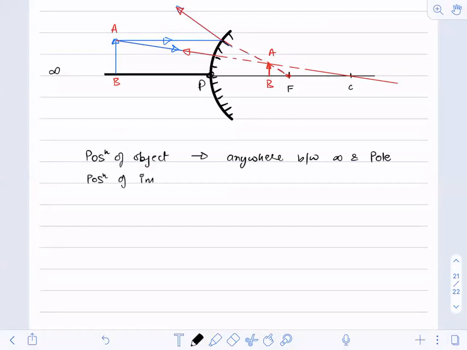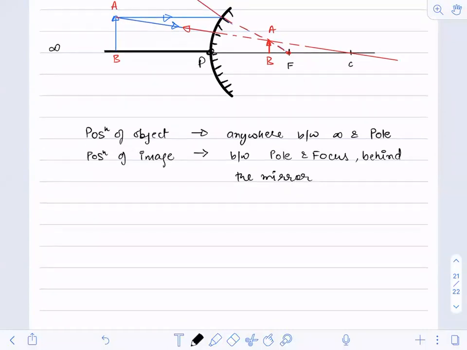What is the position of image? Between pole and focus, behind the mirror. This also you should remember. Some people will draw pole and focus here. Don't do that. Between pole and focus, behind the mirror. The focus of the convex mirror is on the right hand side.